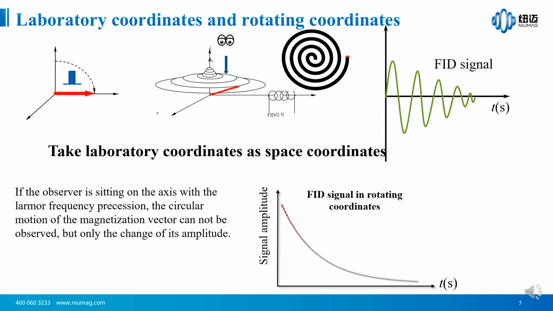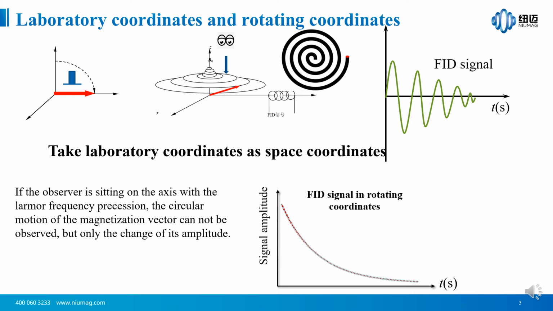The whole process is like a spiral. If we look down from above in the direction of the main magnetic field, we will see something very similar to this mosquito coil. It goes from the maximum and then it decays in a spiral to zero. It's very similar to this mosquito coil. This is the oscillatory decay signal that we can see from the laboratory coordinates.